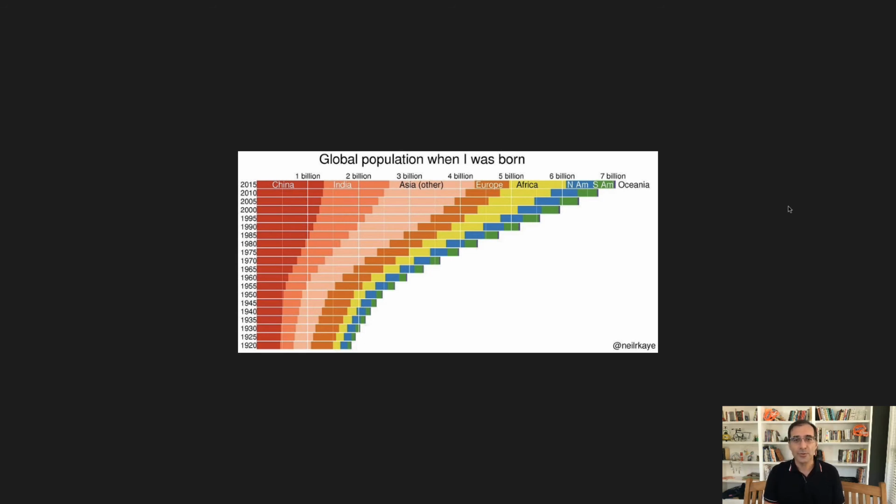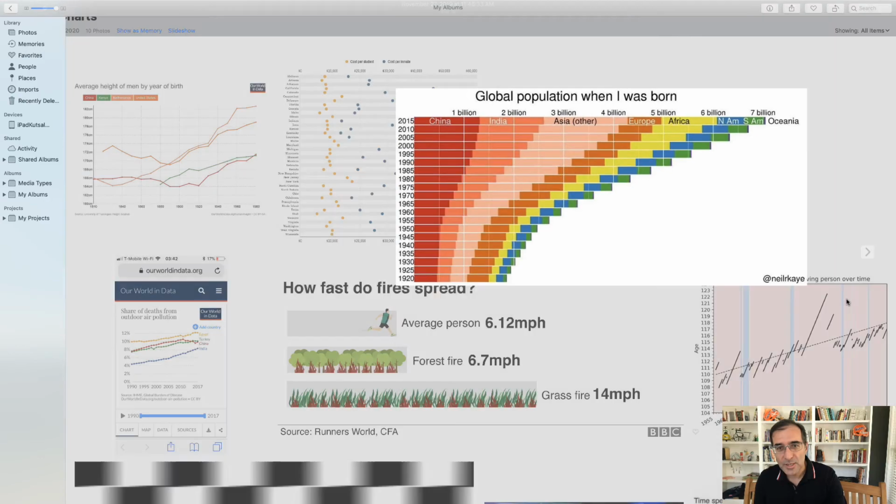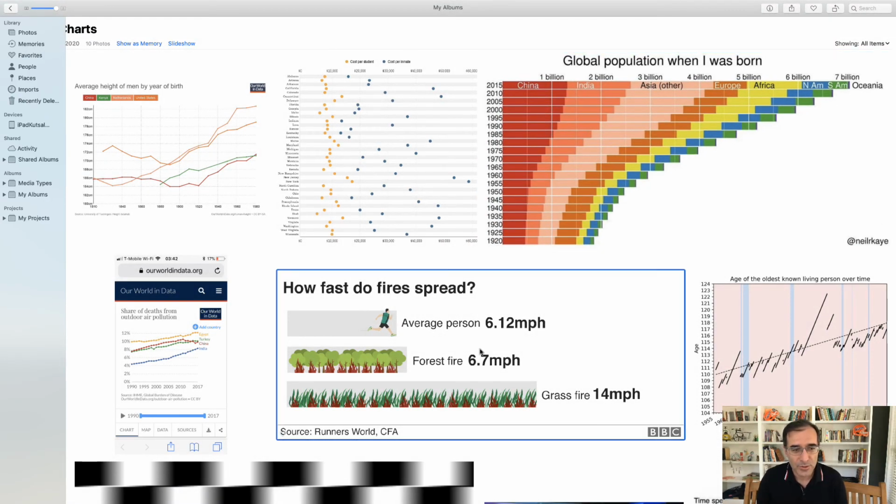The next chart I'm going to show you is a beautiful chart that shows you the global population and how it's distributed across the globe. The current population is over 7 billion, even more than now. It's 2015. You can see not only how each country grew, but also how the entire world grew. 1920 versus 2015: 7 billion versus less than 2 billion. Beautiful chart.